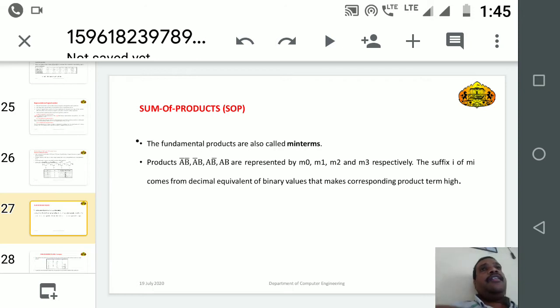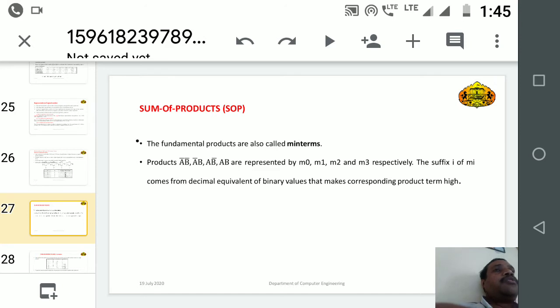Again, what is the SOP? SOP means sum of products. The fundamental products are also called minterms. This is the most important point as far as the SOP is concerned. In the SOP form, a number of terms are present. These terms are known as the minterms, and they are represented by small letter m.